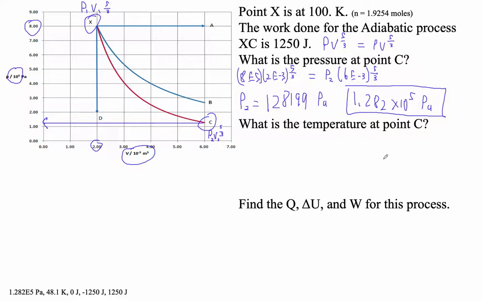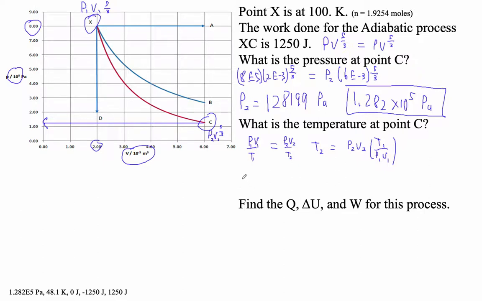Okay. So what is the temperature at point C? This is complicated, but not really. Let's use the combined gas law. So PV over T is equal to PV over T. This is situation 1, that's situation 2. So T2 is equal to P2 V2 times T1 over P1 V1. Did I do that right? I put this guy in the numerator. I multiply both sides by the reciprocal of this. I feel like that's right.